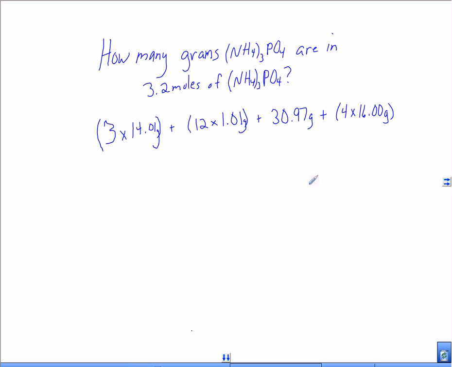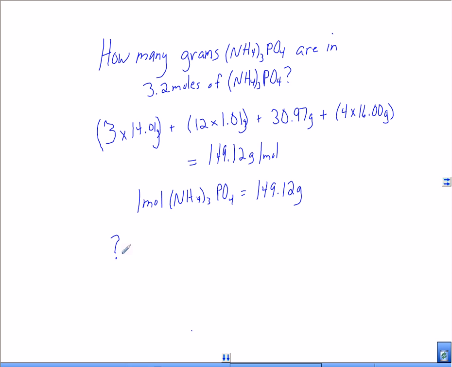And after I sum all those together, I end up with 149.12 grams per mole. All that means is that if I have 1 mole of this substance, this (NH4)3PO4, and I wanted to know how many grams I had in 1 mole, well, there it is, 149.12 grams in 1 mole. And that's going to be a conversion factor that I use for my problem.